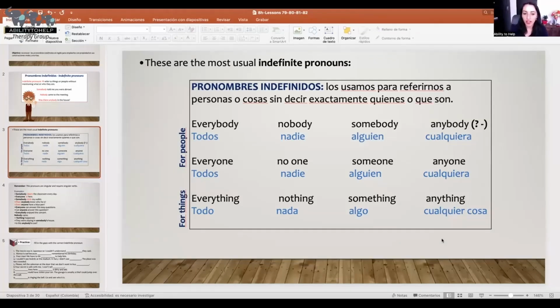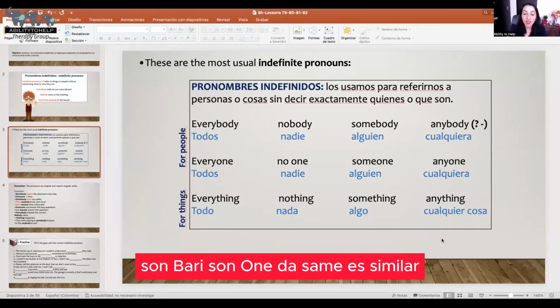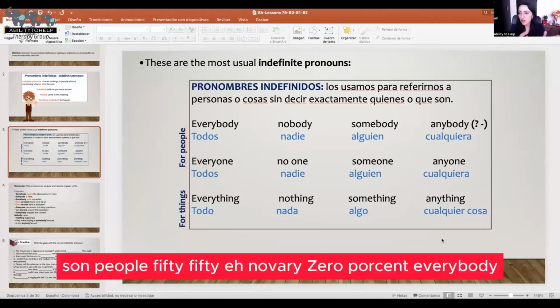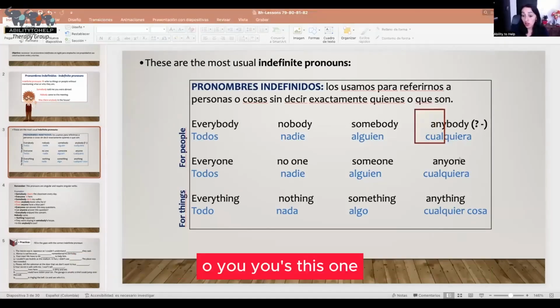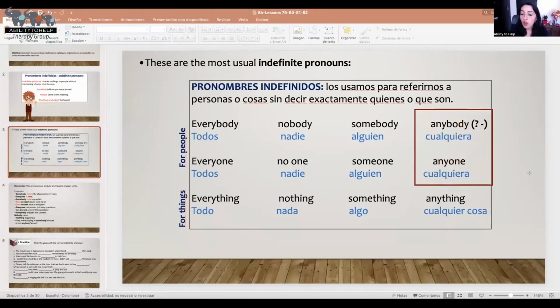So here we have many indefinite pronouns. Everybody is the same as everyone. Nobody or no one, similar or the same. Somebody, someone, the same or similar. Somebody is a middle term. Some people, 50-50. Nobody, 0%. Everybody, 100%. Anybody or anyone are special indefinite pronouns, you use them when you ask questions or write negative sentences. So I'm going to explain later when you have to write anybody or anyone.